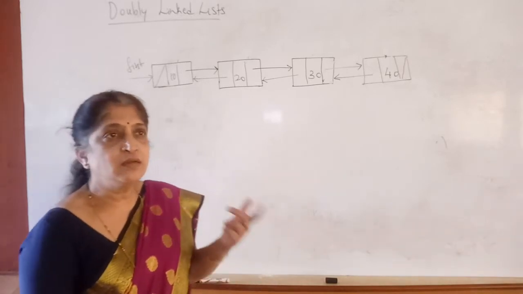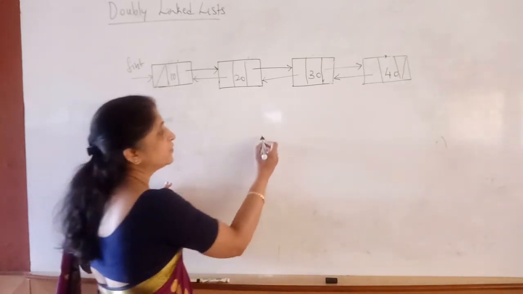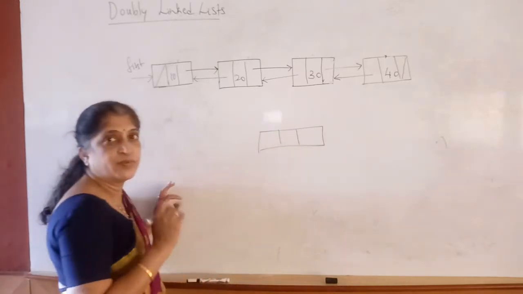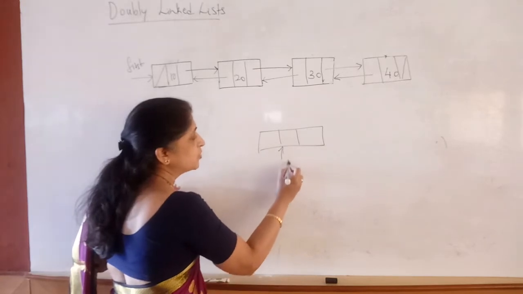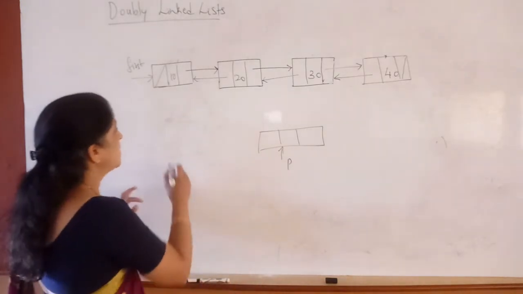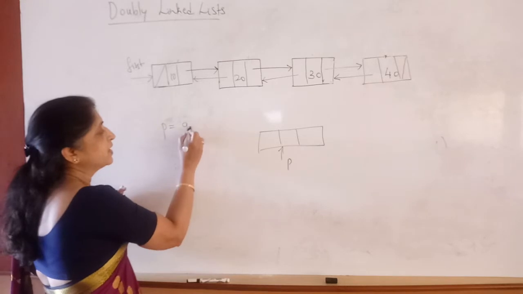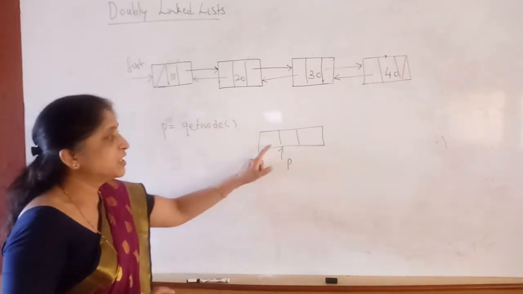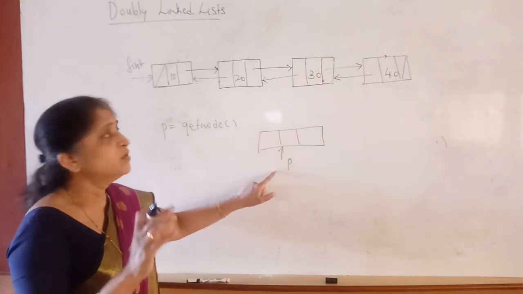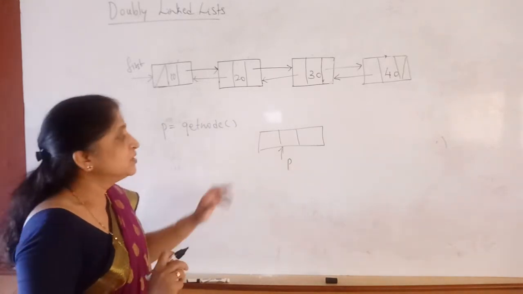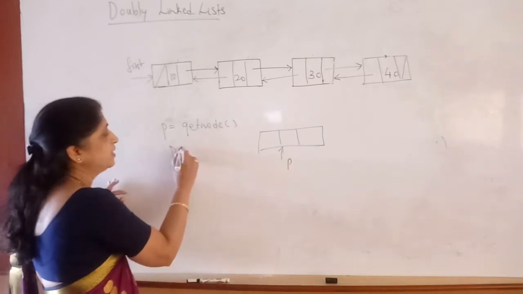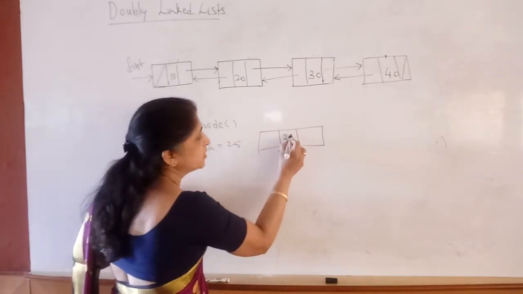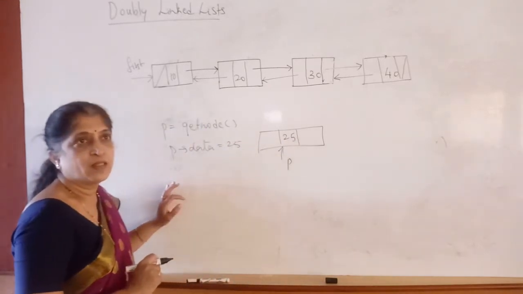We have to first get the memory allocated. So we have to perform the get node operation. When you perform the get node operation, we get the memory allocated, and let's say that P is pointing to this node. That is, I have done P is equal to get node operation. That is, memory is allocated and P is pointing to this. I want to insert 25 into this. So I have to write P data is equal to 25. That is, I am placing 25 in this data field here.